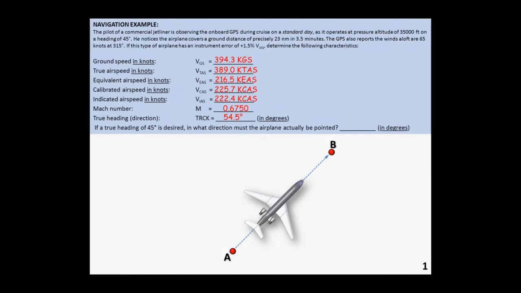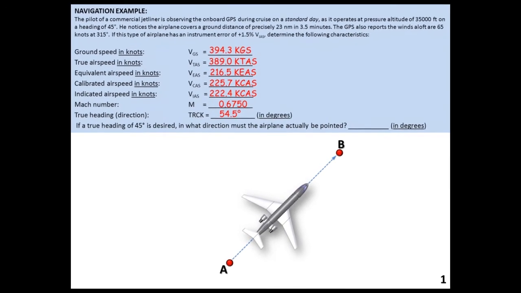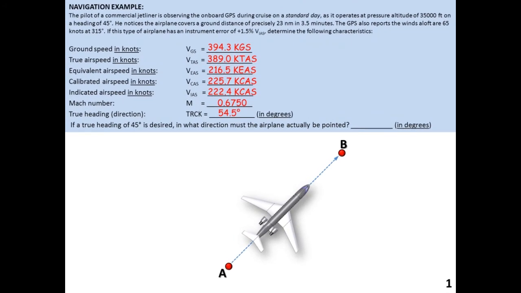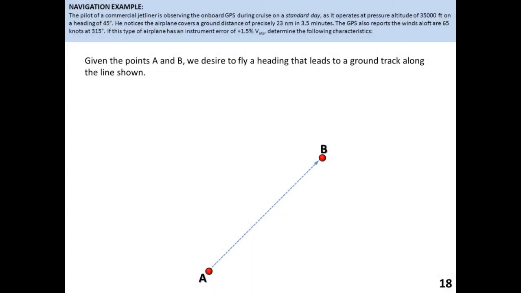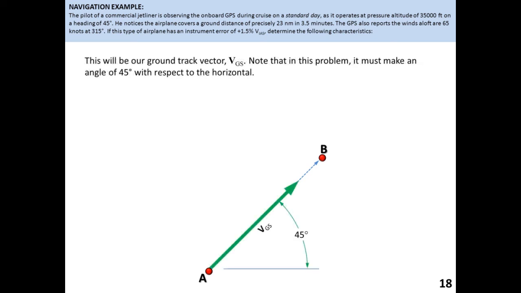We have now pretty much determined everything that was requested, except the last part. In what direction should the pilot point the nose of the airplane to fly a ground track of 45 degrees in the aviation representation? Or as they would say, what heading should be flown? To solve this, we must resort to vectors again. Given the points A and B, we desire to fly a heading that leads to a ground track along the line shown. This will be our ground track vector v sub gs. Note that in this problem, it must make an angle of 45 degrees with respect to the horizontal.